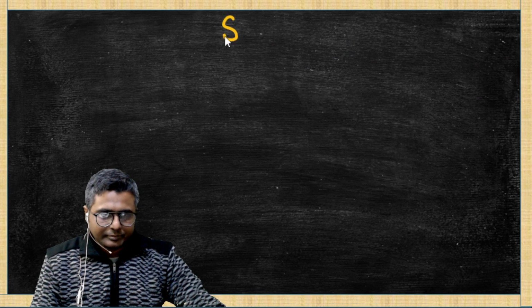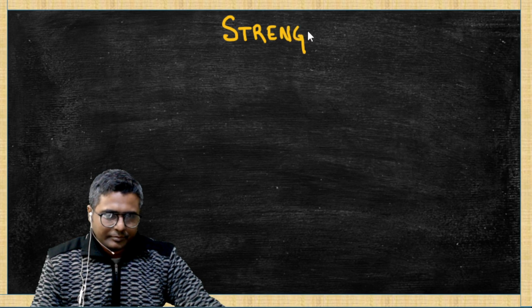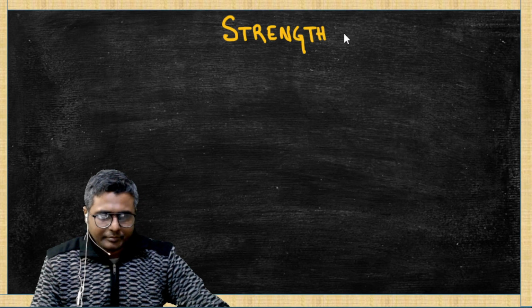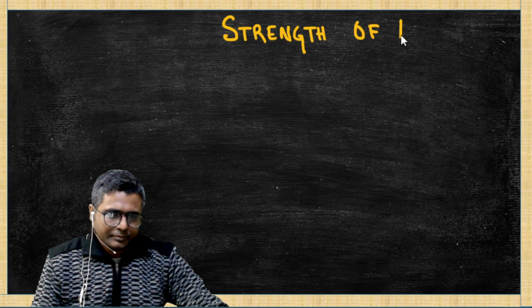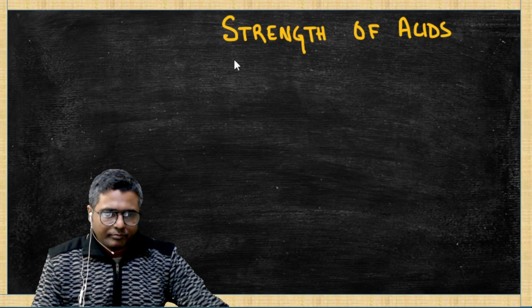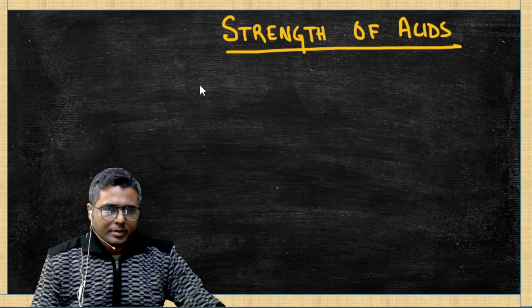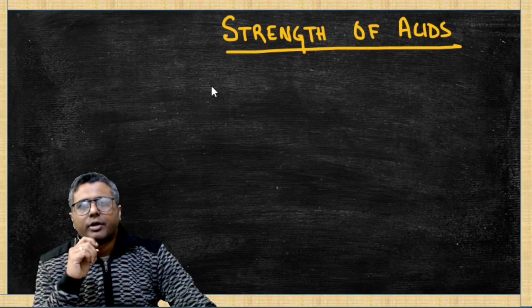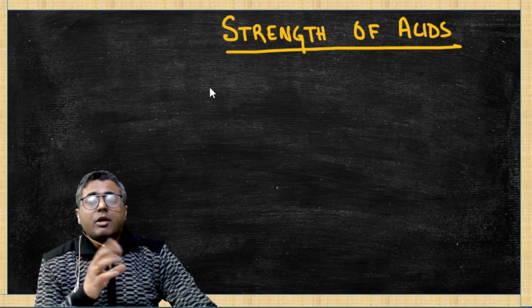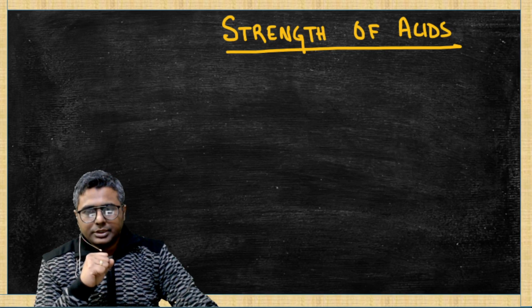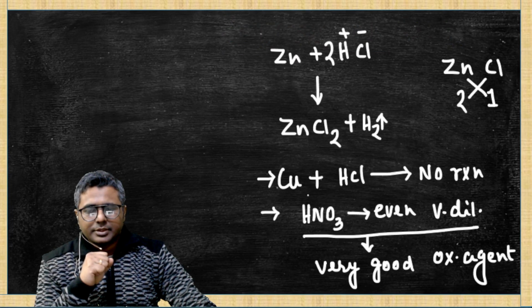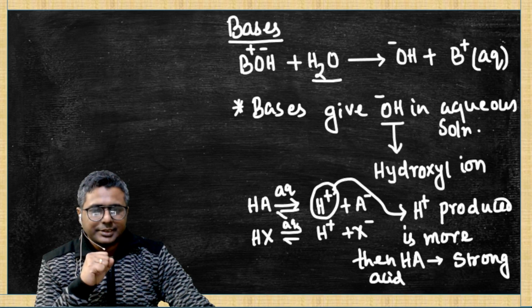So next we are going to study the strength of acids. Strength of acids basically depends on the amount, or rather concentration, of hydrogen ions. Let's go to the first one, this acid definition, strong acid and weak acid.